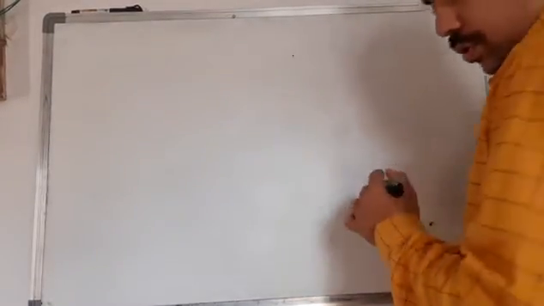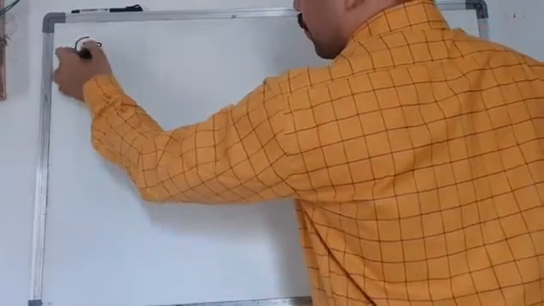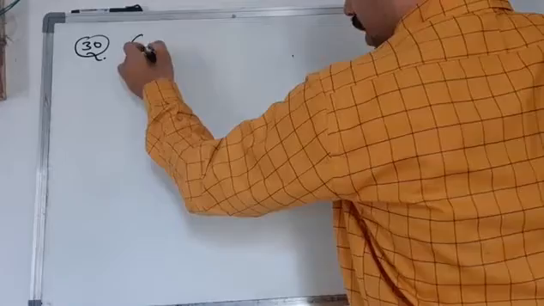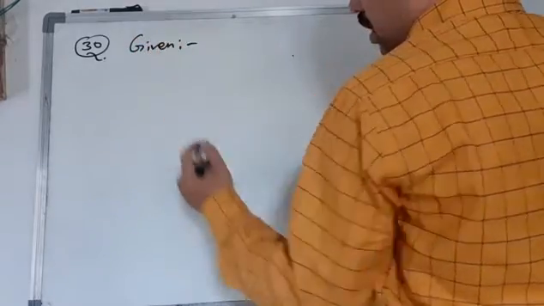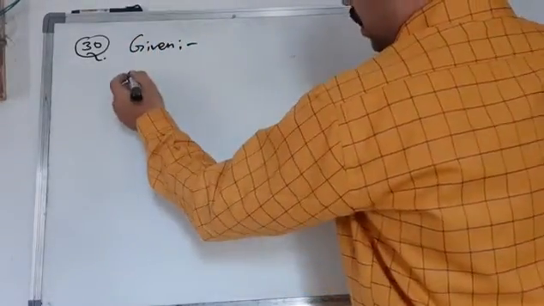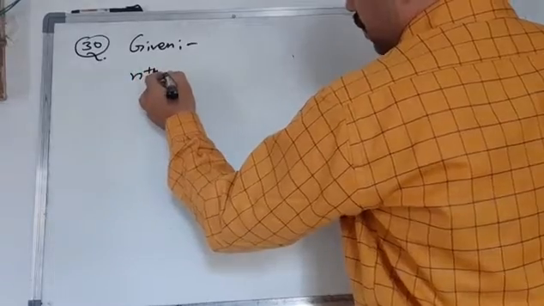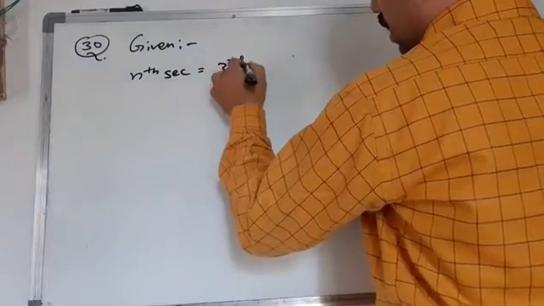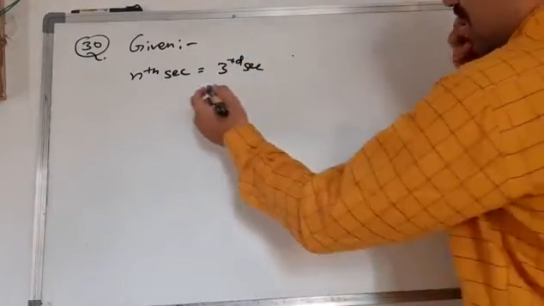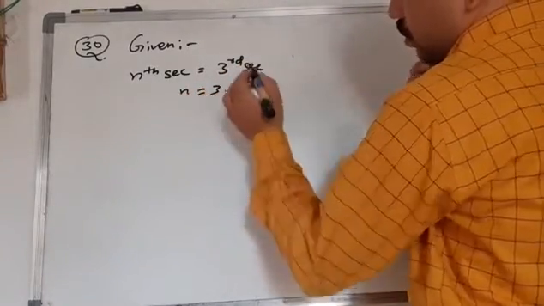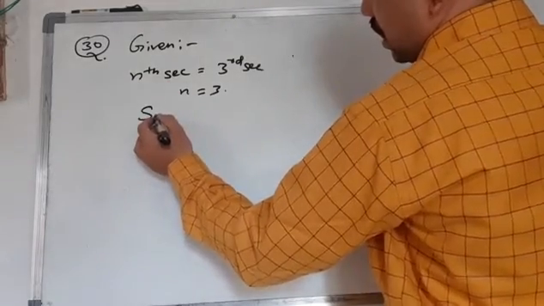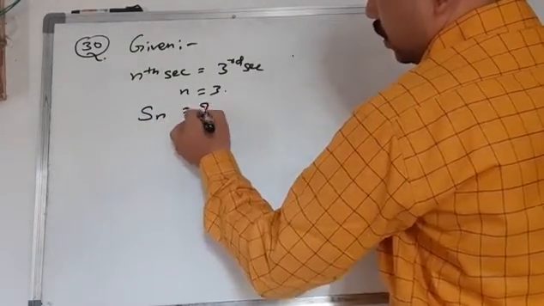Now the 30th question. First of all, we will write the given data. What is given? Distance travelled in the nth second. That means the nth second is the third second. He is saying the third second, so n is equal to 3 here. He is asking the distance travelled in the nth second, that means Sn is equal to how much.